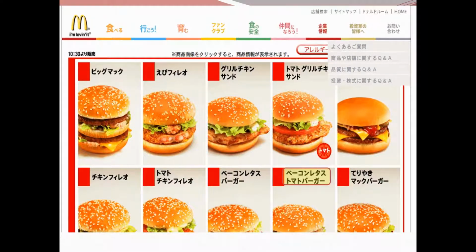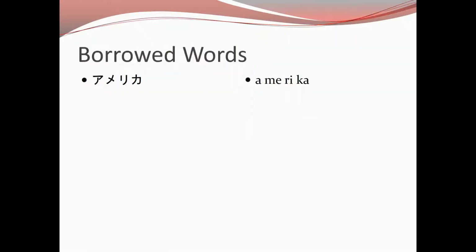Or how about bacon, lettuce, tomato burger? A bacon, lettuce, tomato burger. So here are some examples of borrowed words that Japanese use. America. Can you guess? Is America. How about cheese? Cheese.